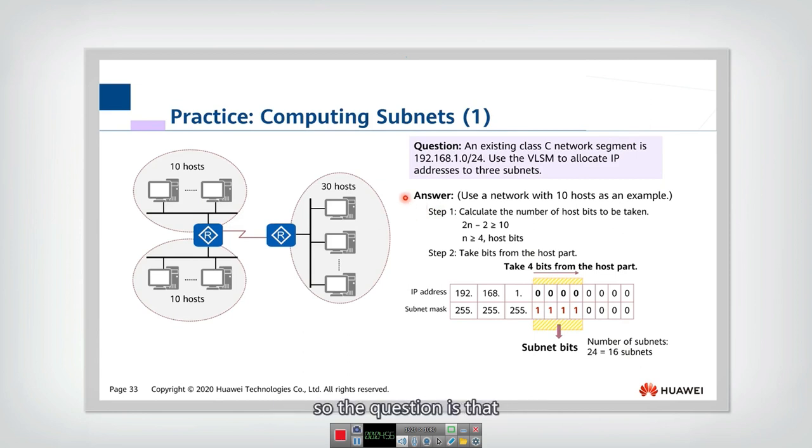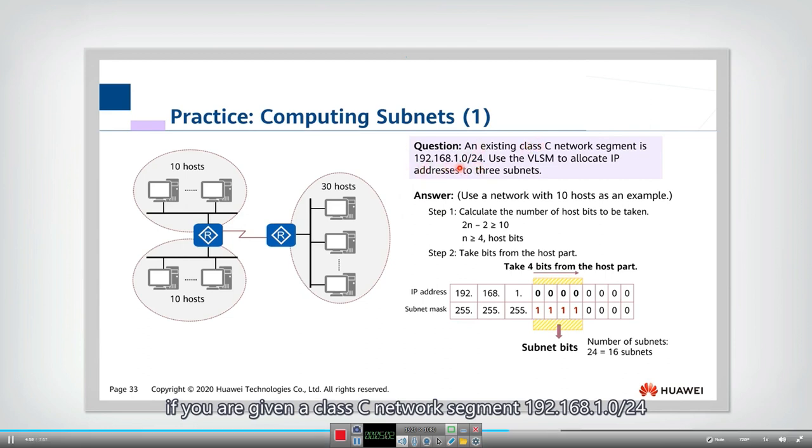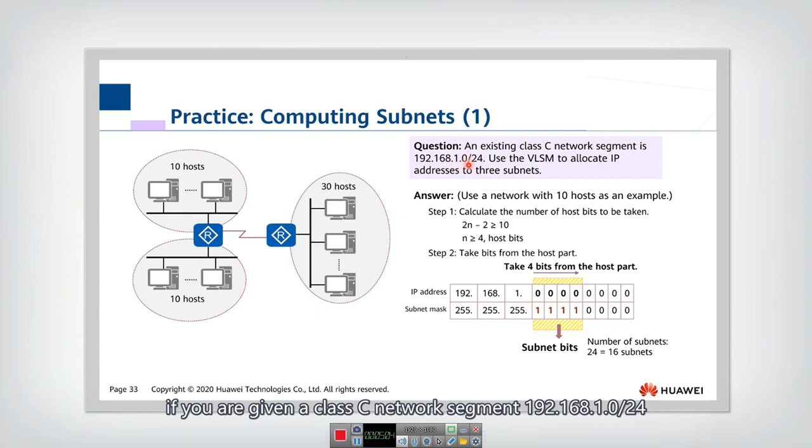Now we'll give you another example, or you can think of it as a quiz. The question is: if you are given a class C network segment, this 1.0/24, and the range of IP addresses is like this, can you use the variable length subnet mask to allocate IP addresses to these three subnets? These three subnets contain 10 hosts, 10 hosts and 30 hosts.